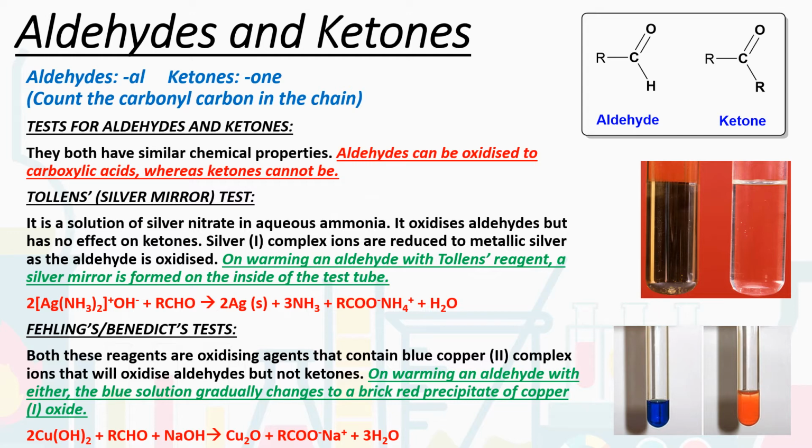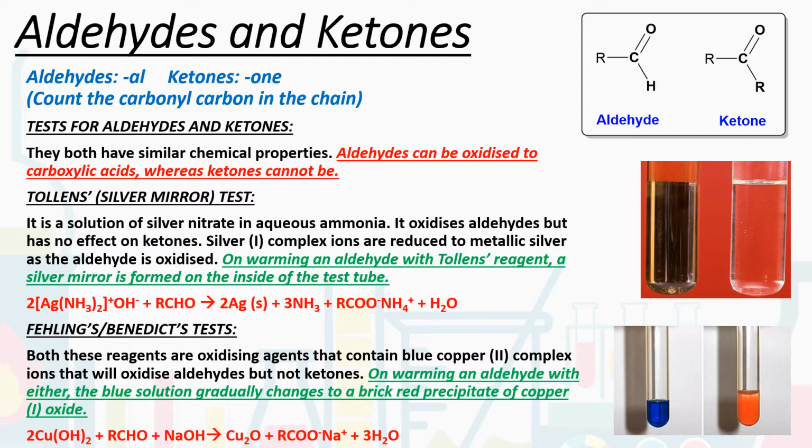Now we can also do some tests that will allow us to distinguish between whether we have an aldehyde or a ketone. Now, aldehydes and ketones have very similar chemical properties, but the key difference, as we've seen before, is that aldehydes can be further oxidized to carboxylic acids. Ketones can't be, because we'd have to break a carbon-carbon bond rather than a carbon-hydrogen bond. And so there are 2 reagents that we can use for this.